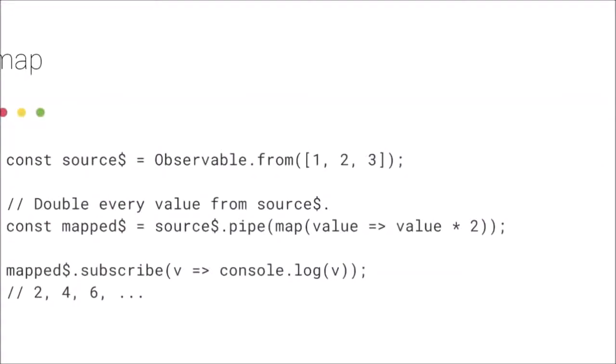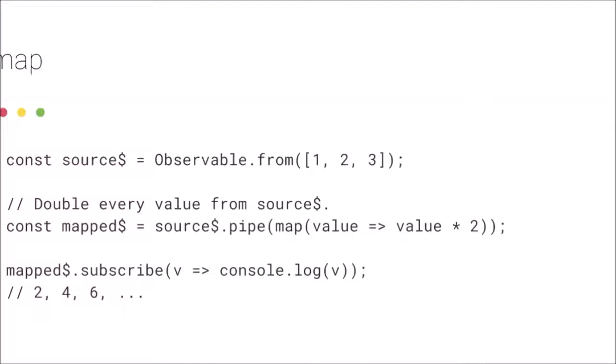So here's how map works in code. We have this source observable, and we're going to initialize it with an array of numbers, 1, 2, and 3. So it'll emit the values 1, then 2, and then 3. And with the map operator, we're just going to transform each value by doubling it. And we get back this mapped observable. And when you subscribe to that, it gives us 2, 4, 6, right? Very straightforward.